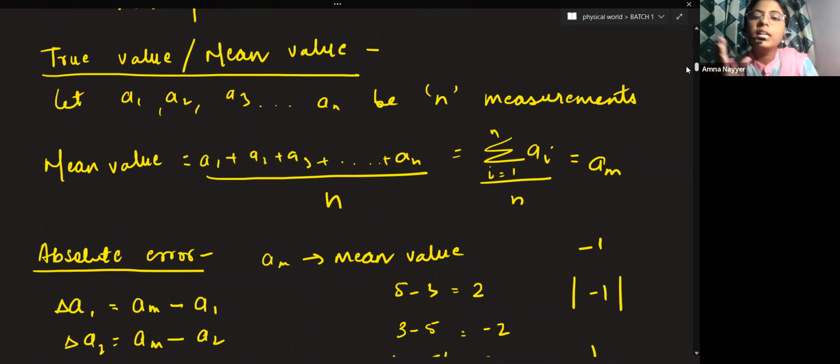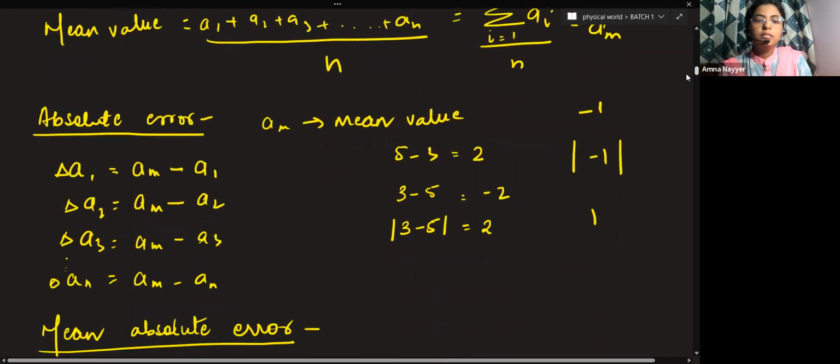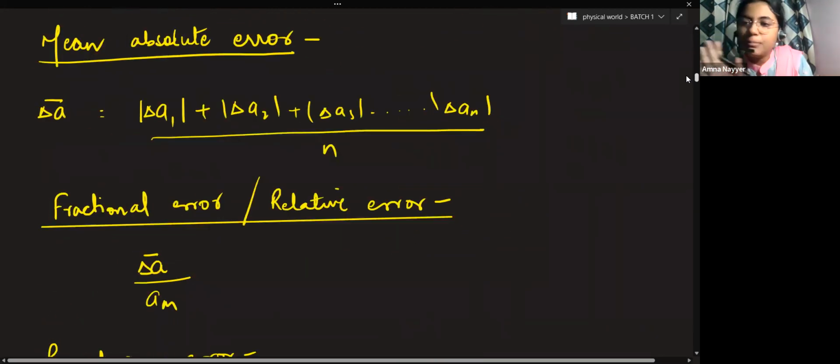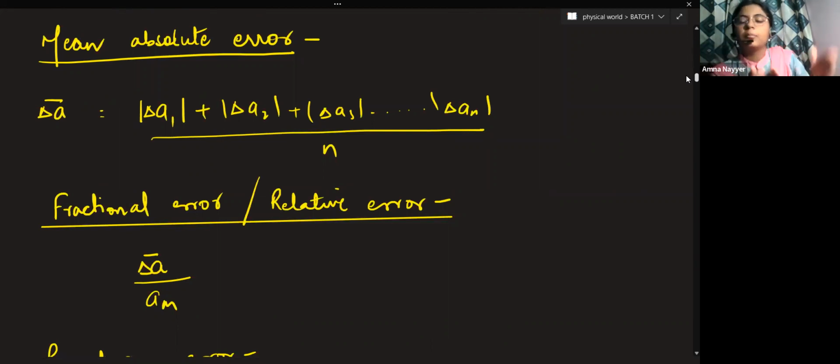If you have A1, A2, A3 till AN, then take the sum of all of them divided by the number that you have. Then you have absolute error. Subtract the mean value from the individual measured values. Once you get the absolute errors, take the mean of them by adding all of those and dividing by the number of absolute errors.